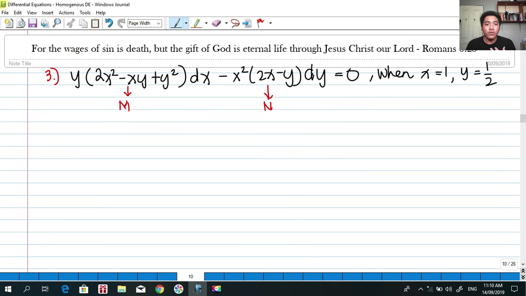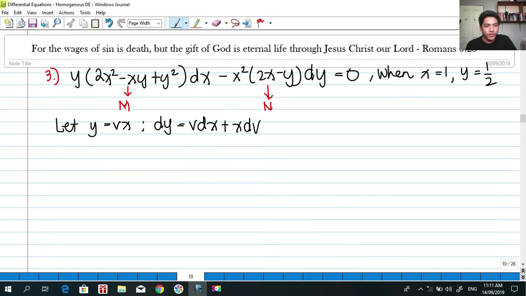So again, if we recall, we have two substitutions here. From the previous video, I've shown you if M is simpler, we're going to let x equals vy. If N is simpler, we're going to let y equals vx. In this case, we have M as a function of x and y in dx, and N as a function of x and y in dy. As you can see here, N is simpler, so we can let y equals vx and dy is now v dx plus x dv.